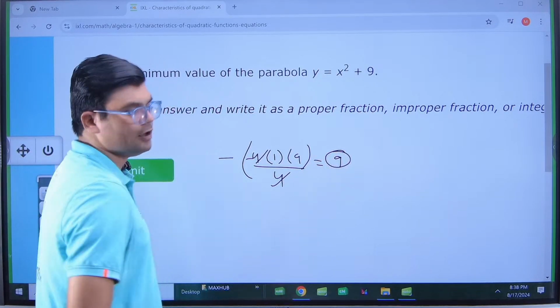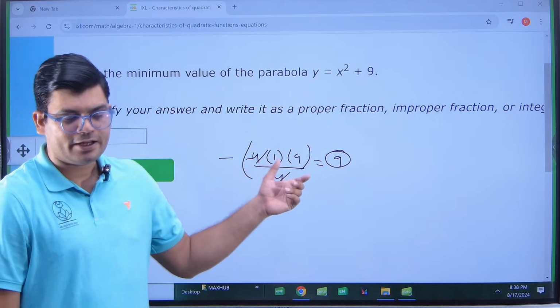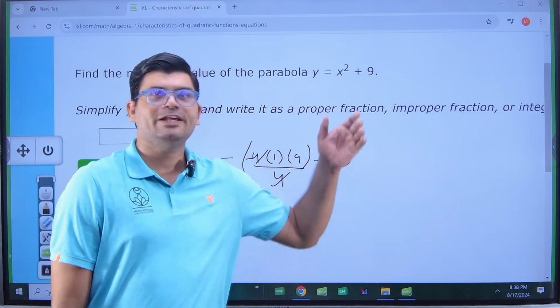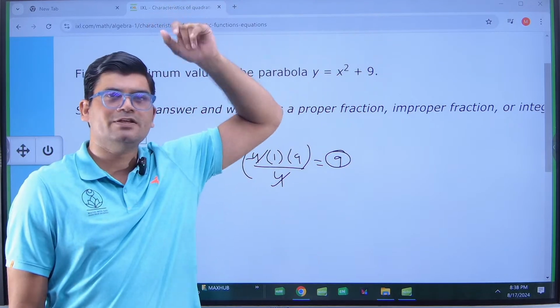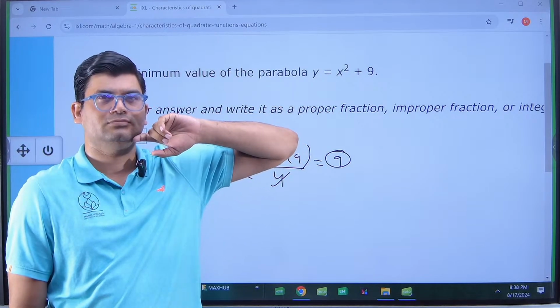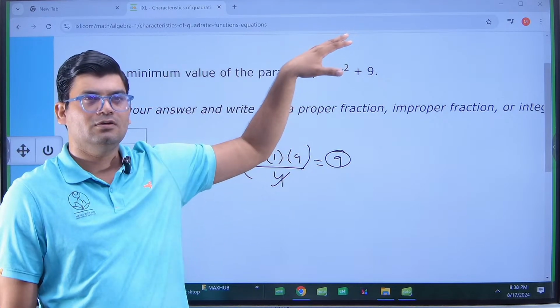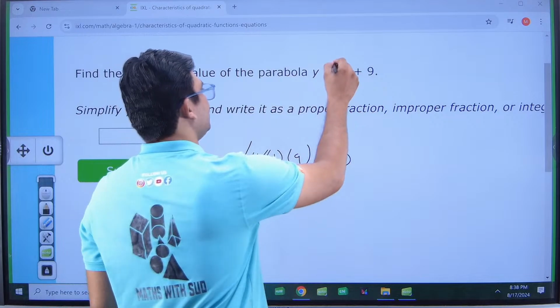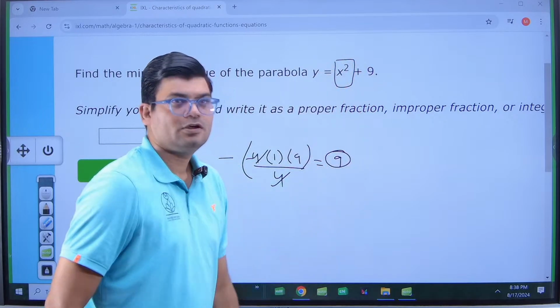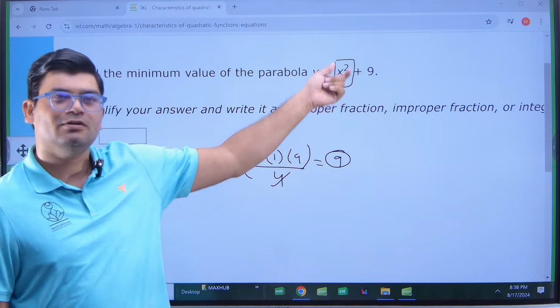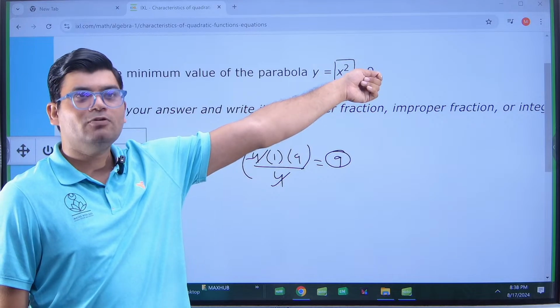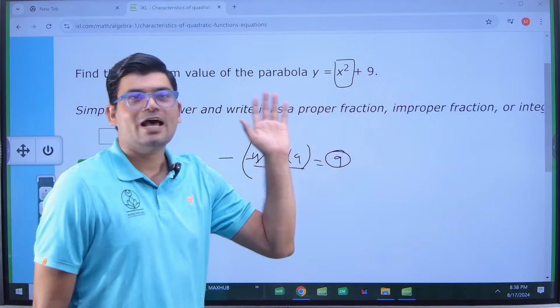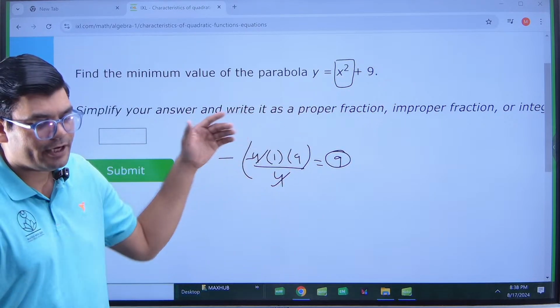See, we don't need to find it in this manner. You can find the value by keeping x square. What is the minimum value of x square? 0. So what is the minimum value of this function? 9. You can do it that way as well. They are asking you the minimum value. See, 9 can't be reduced.